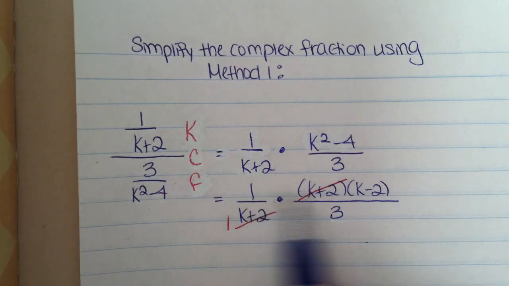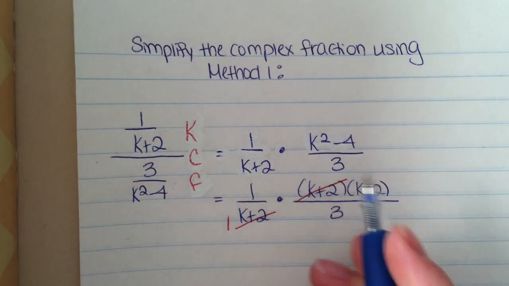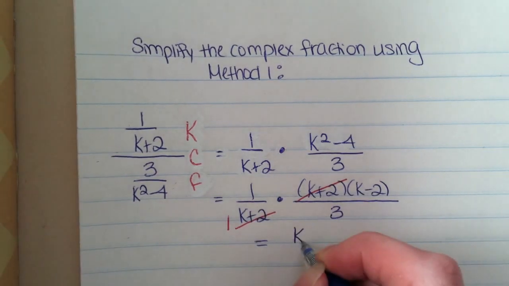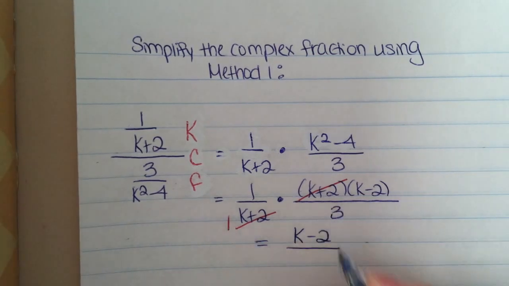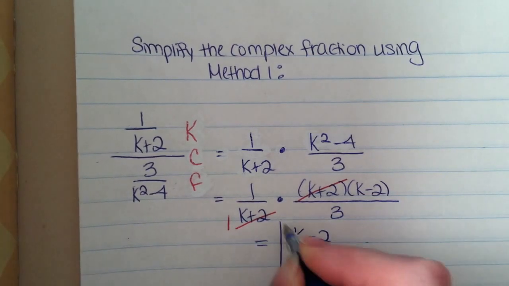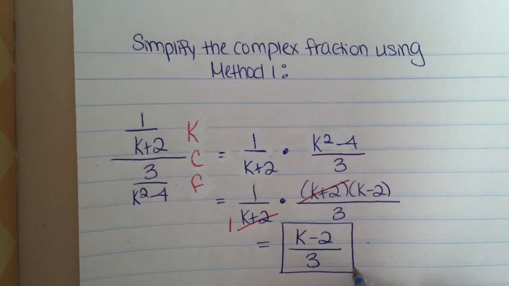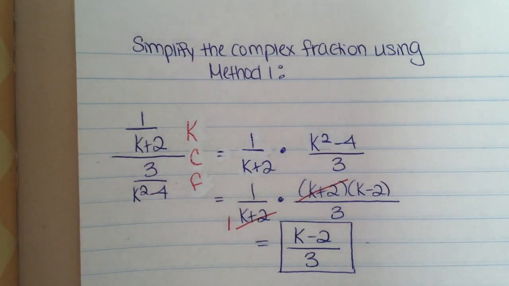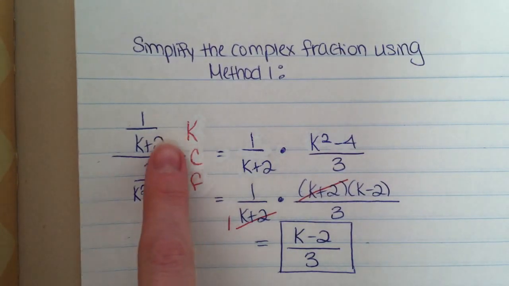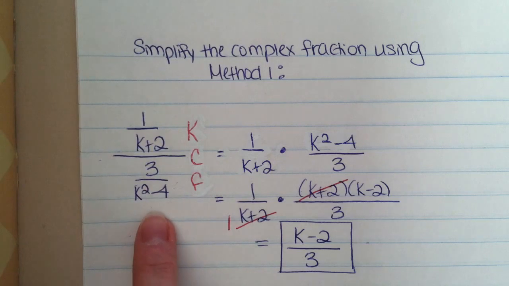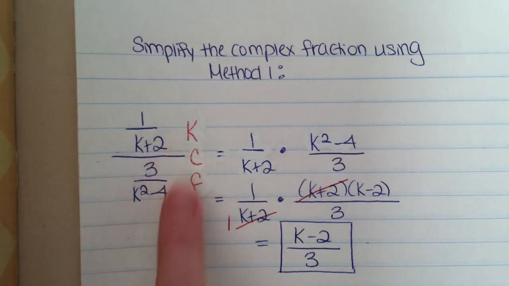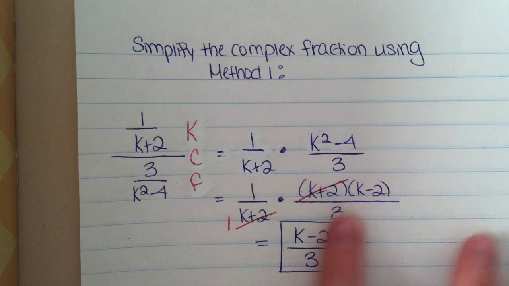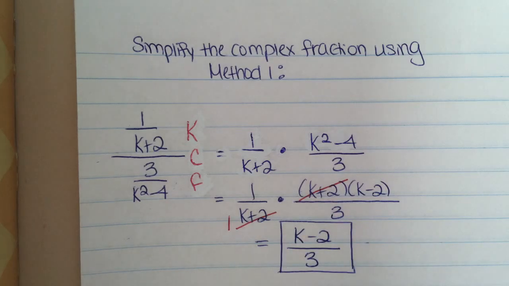So to multiply, I multiply straight across. 1 times k minus 2 is just k minus 2. 1 times 3 is just 3. So that's our answer. We can't simplify any further. So method 1 again is you want to get your numerator and your denominator to be singular fractions. Then you perform keep, change, flip. Factor out anything that you can and cancel out like items.